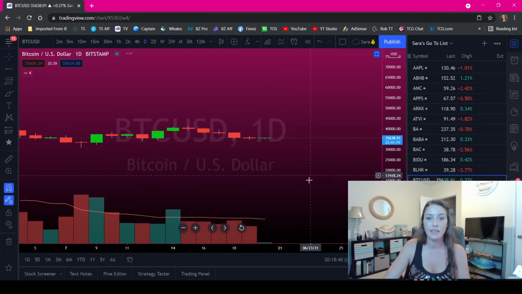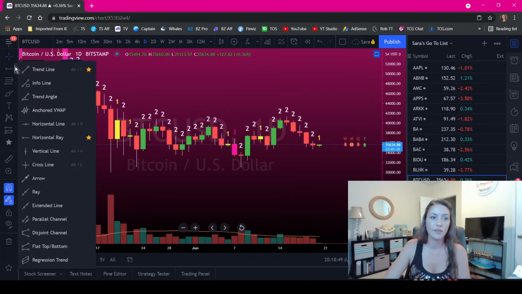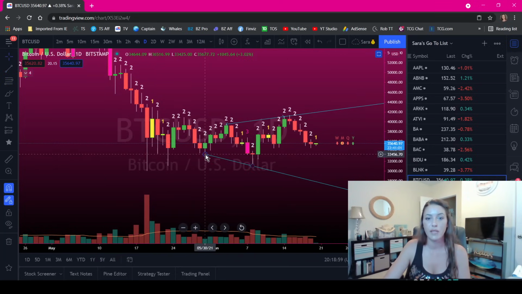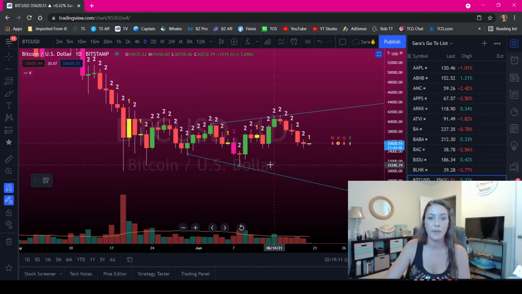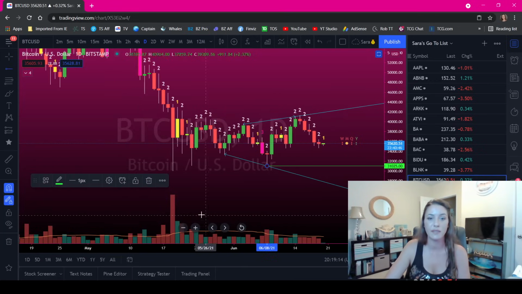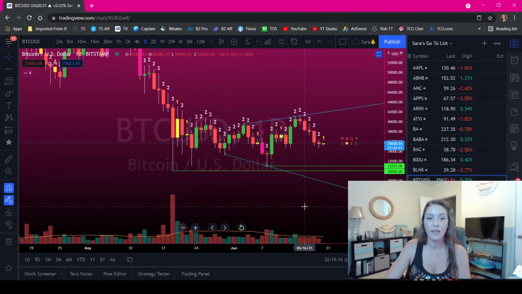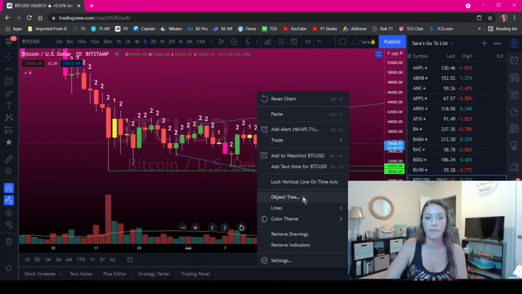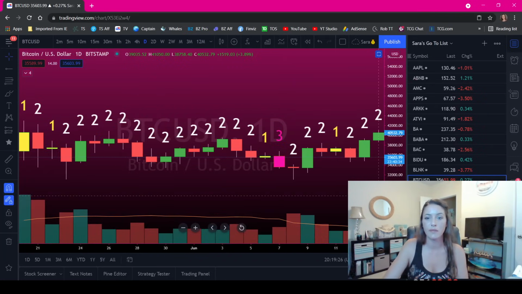Okay, we're going to go back to the daily time frame. Do you guys see this broadening formation right here? So we have a low and a new low, and then we had a high, and then we got a new high. So if this stays in this pattern, your target is going to be that, and then 30,000 psychological, basically. Okay, but anyway. So threes.